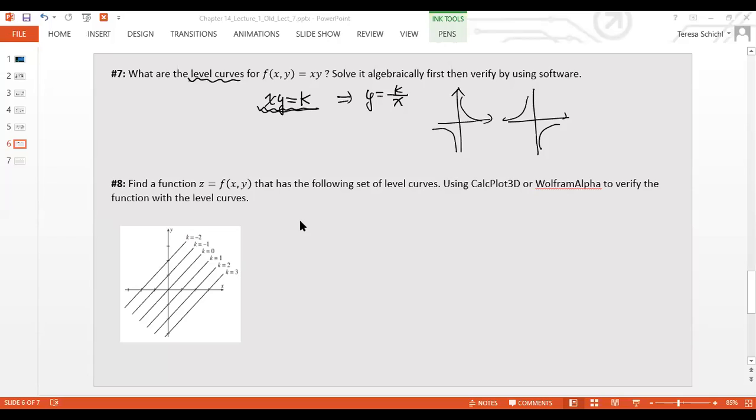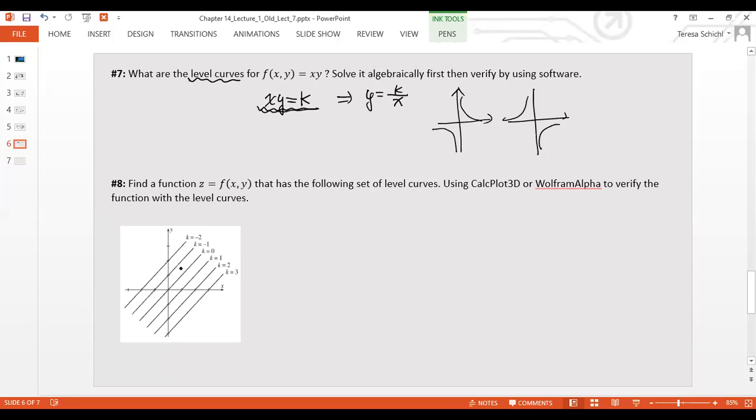Okay, now in number 8 here, they said z equal to f of xy has the following set of level curves. These are the level curves here. So what is the function going to look like? We say these are the lines here, and this is k equal to 0.